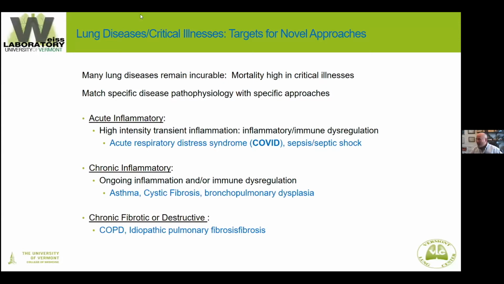All right, so just to quickly recap what we just said, the unfortunate fact is that most lung diseases and critical illnesses are incurable, and we need to find new approaches, but we need to match the approach to the disease pathophysiology. When you think about a breakdown in terms of the diseases we're going to be dealing with, there are the acute inflammatory diseases, marked by high intensity transient inflammation with inflammatory and immune dysregulation. These are things like the acute respiratory distress syndrome, when the lungs essentially go bad on you. This is part of COVID, but also diseases like sepsis and septic shock. Then we have a broad category of chronic inflammatory diseases, including things like asthma, cystic fibrosis. In the pediatric world, diseases like bronchopulmonary dysplasia. And then we've got the chronic fibrotic or destructive diseases like COPD, chronic obstructive pulmonary disease, and idiopathic pulmonary fibrosis.